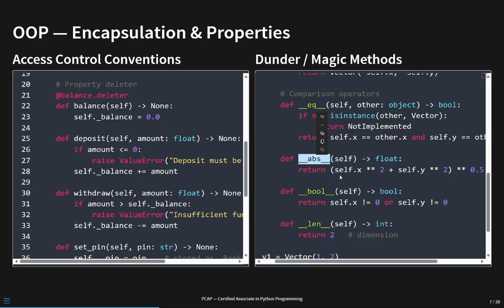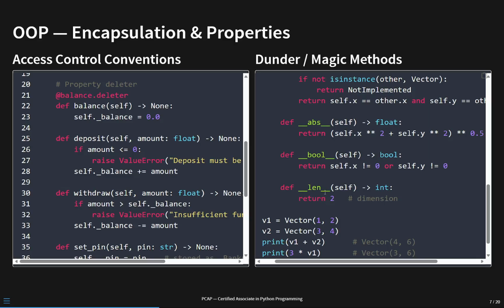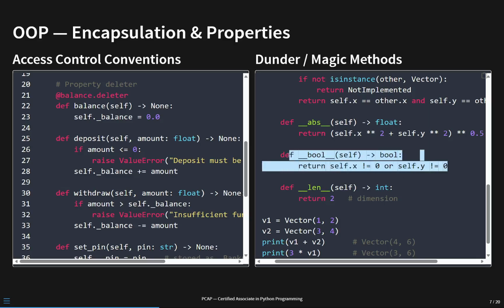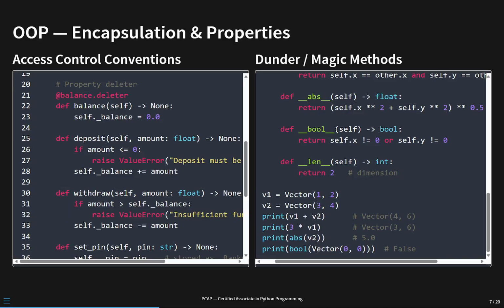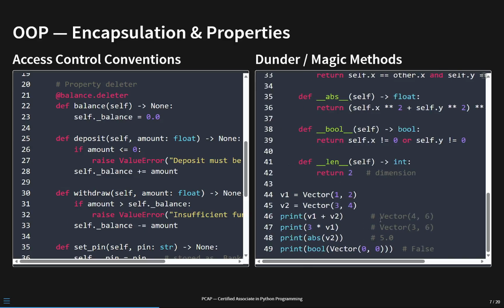__hash__ is called by hash(v). __bool__ is called in Boolean context, if v. Learn which operator triggers which dunder method. The exam tests this directly.